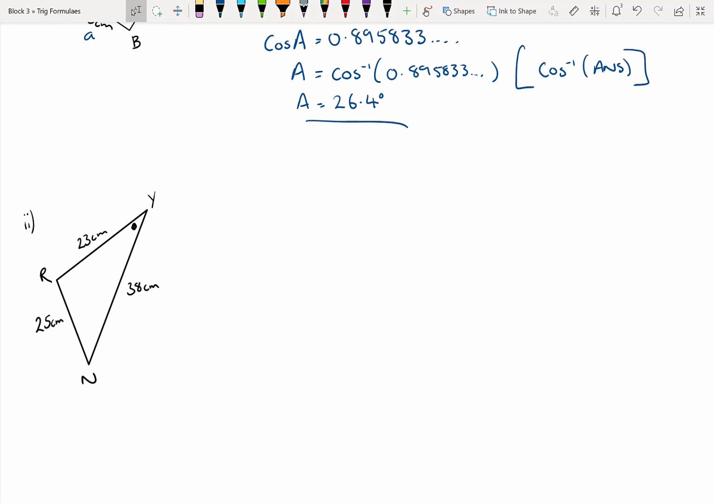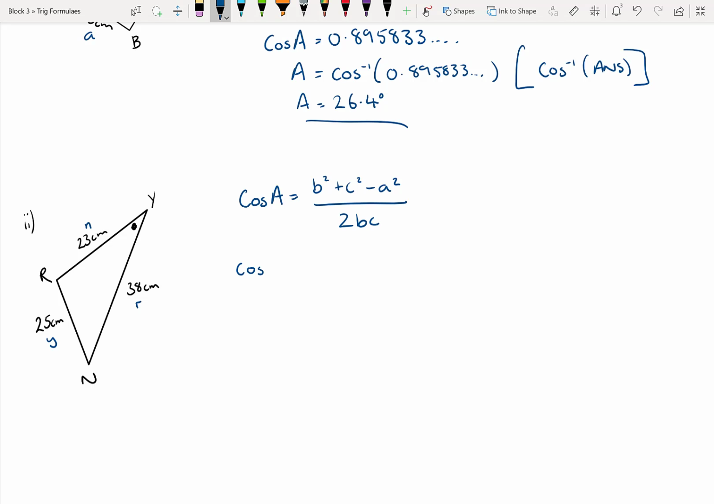Okay, so doing another one, the formula that I get given tells me that cos of A is equal to b squared plus c squared minus a squared over 2bc. I've written that down because that's how I get it on the formula sheet. The problem that I've got here is I've got different letters. Okay, so let's label our sides. So I've got little y, little n, and little r. And now we're going to change the letters in our formula to suit what it is I need.